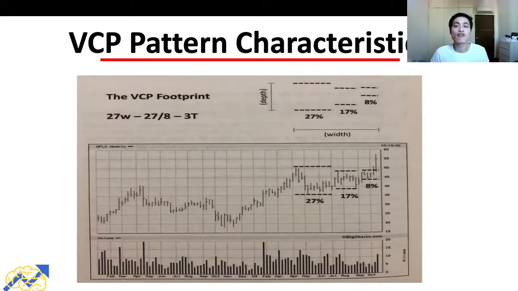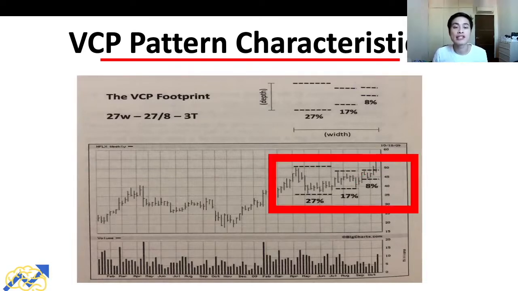This is an example of a stock displaying a VCP pattern that Mark Minervini gave in his book. So the first characteristic that we want to take a look at is the price volatility. We want to see price volatility decreasing from the left side of the base to the right side of the base. Over here, the first price contraction is 27% from high to low. And for the second contraction from the high to the low, the price contraction is 17%, which is lower than the 27% in the first price contraction. And for the third price contraction, the contraction is 8%, which is lower than the second price contraction of 17%.